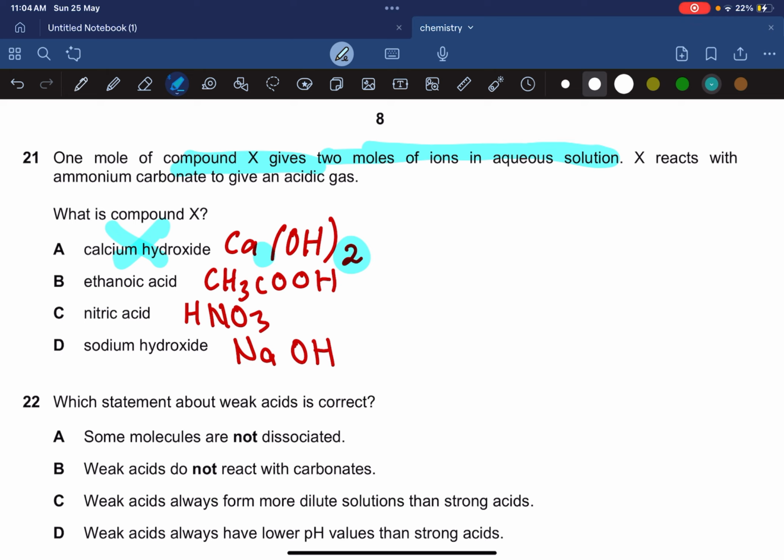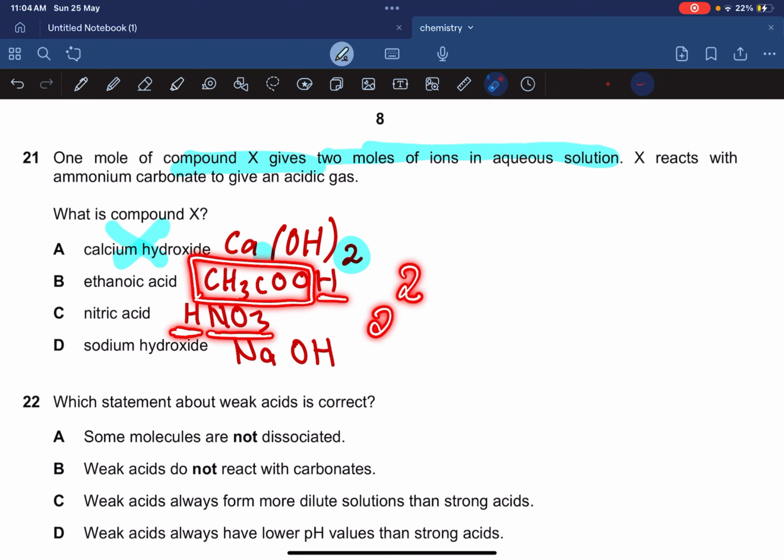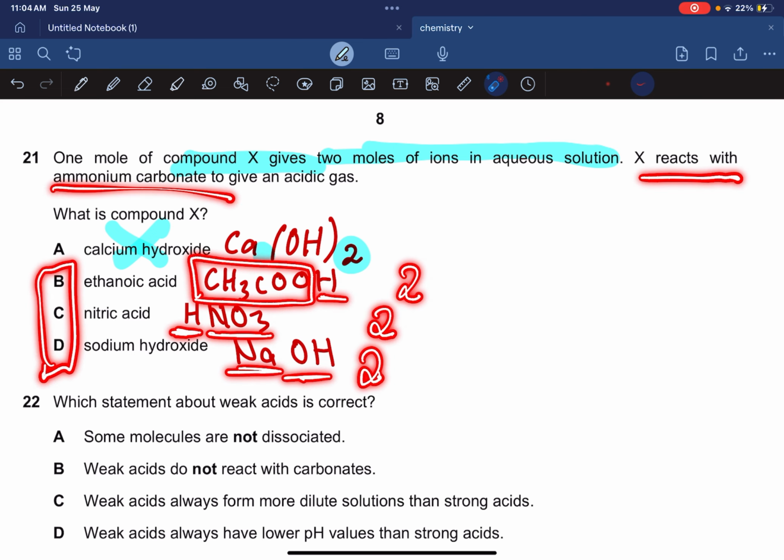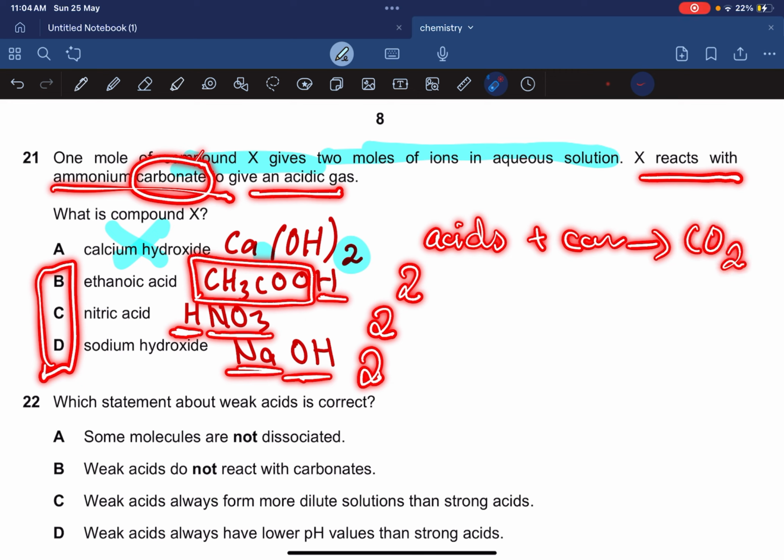Ethanoic acid gives 1 mole of ethanoate and 1 mole of hydrogen ions, so 2 moles. Nitric acid gives 1 mole of H and 1 mole of nitrate, so 2 moles. Sodium hydroxide gives 1 mole of sodium and 1 mole of hydroxide, so 2 moles. So options B, C, D, any one can be correct. X reacts with ammonium carbonate. Whatever X is, it reacts with the carbonate to give an acidic gas. When acids react with carbonates, they give carbon dioxide, which is an acidic gas.